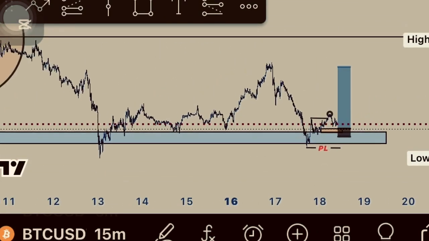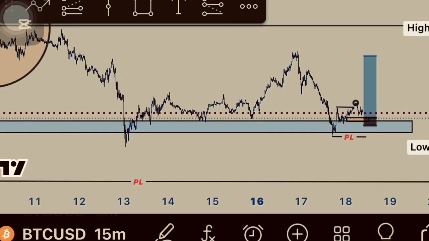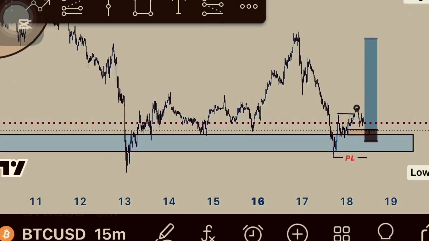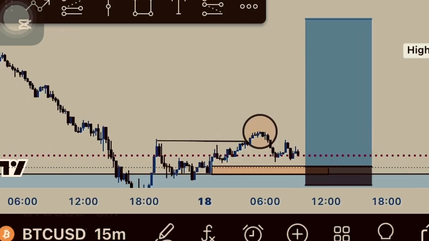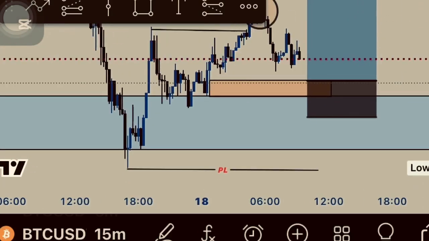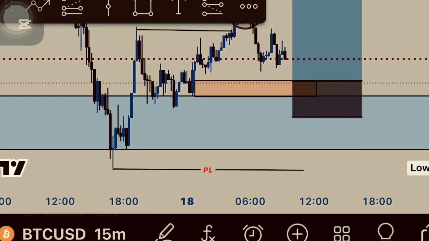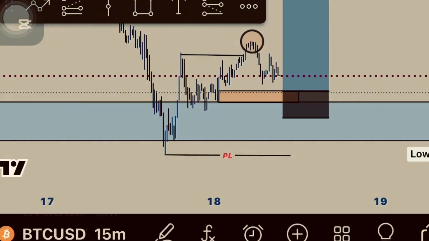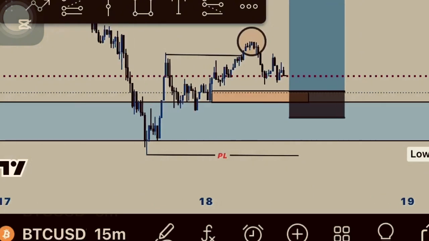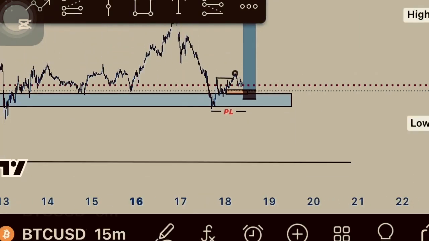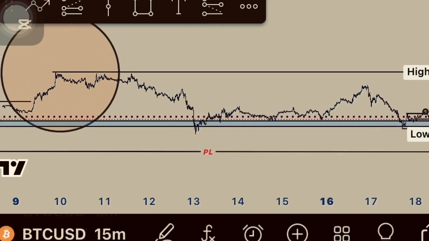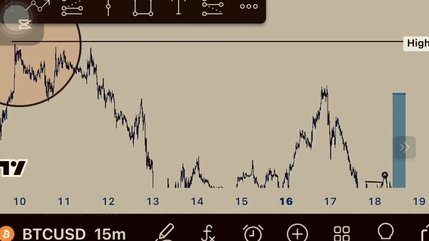So this is what I'm anticipating on the BTC USD. Once I see it taps in again to this point, I'm going on a buy. I've been waiting for this zone, so I'm here to share with you what I'm waiting to see before I go in on a buy on the BTC USD. So this is the analysis and the breakdown of the BTC USD.